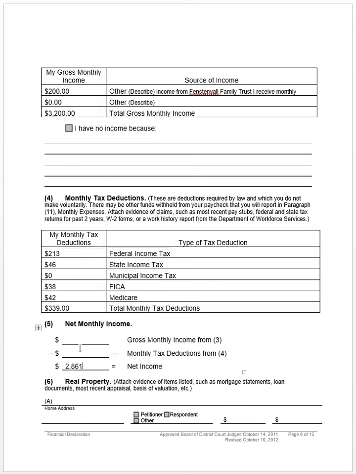Now, look at that. This line didn't move as I typed, because this is something that's been put into a form. So if you find that you can't erase that and don't have any need to erase it, just leave it the way it is. So my gross monthly income, now I'm going to write that down, was $3,200. My total monthly tax deductions, which is right up here, is $339, and my net income is $2,861. Paragraph 6 follows on this page and on to the next page. So as you can see, it'll ask for my home address, 1234 5th Street.